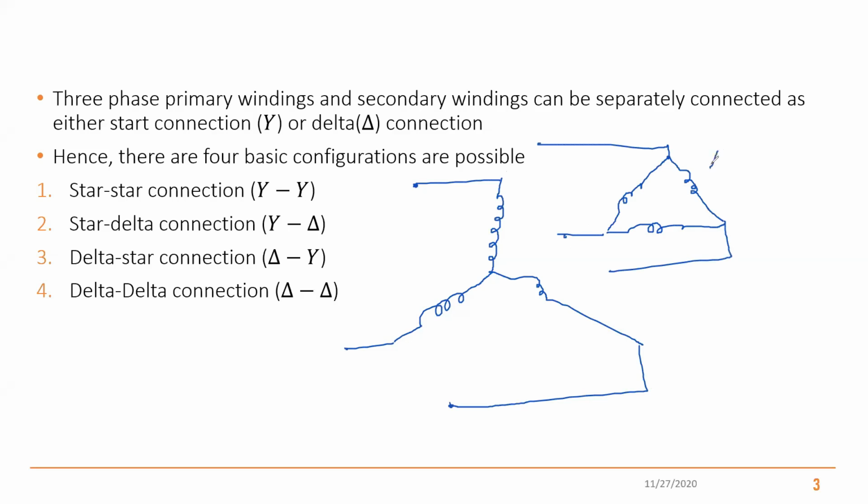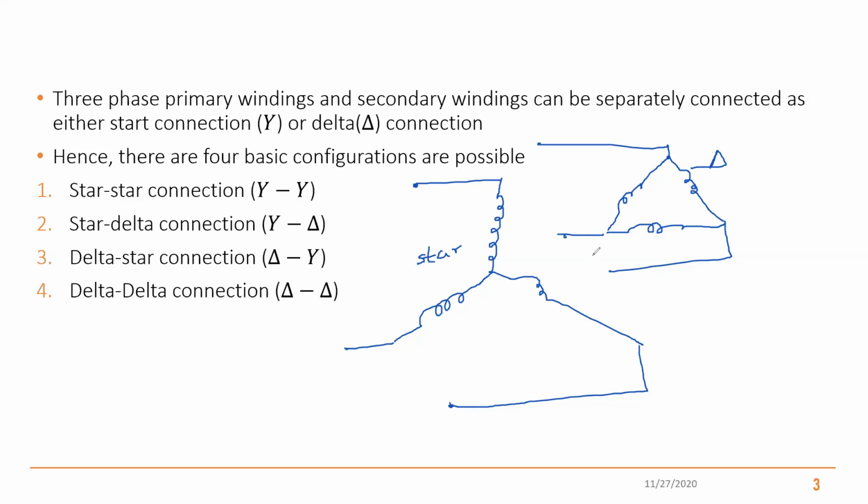This is delta formation, this is Y formation or star formation. So for a single set of three-phase windings we have two configurations. For the transformer we have two separate windings, primary and secondary. So for each we can have either delta or star, which means we have four configurations available to connect our three-phase transformer.